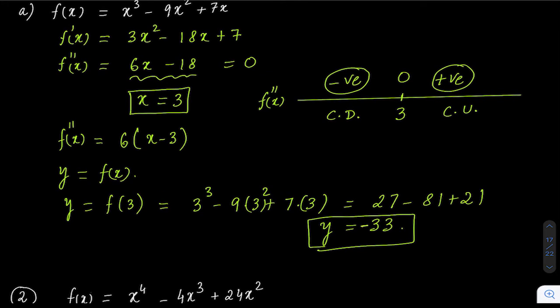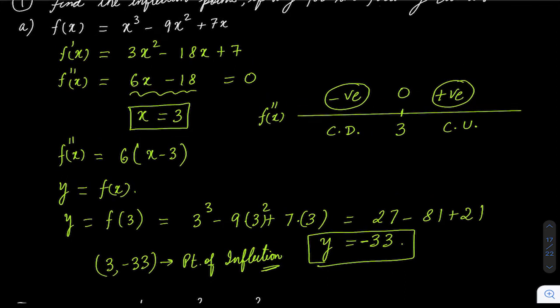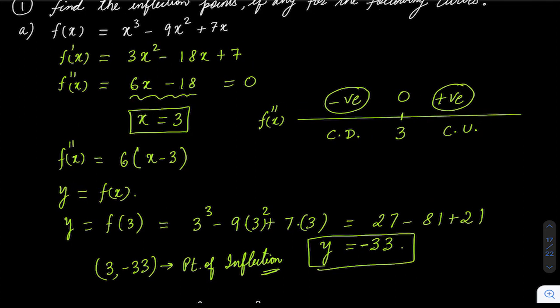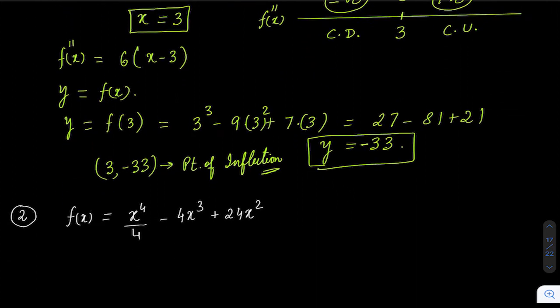Okay, and it will be negative 33. So my inflection point is 3 comma minus 33. So this is my point of inflection. So that is my answer. Now just remember, what you have to do is find f double dash x and then equate it to 0, find some x values and then check at which x values it is changing its sign.